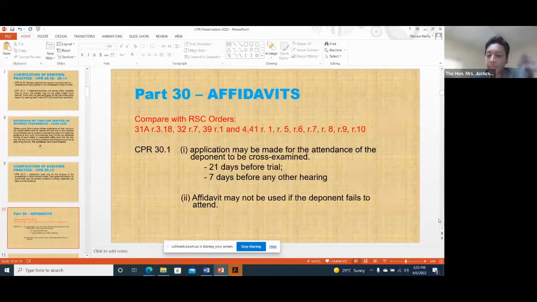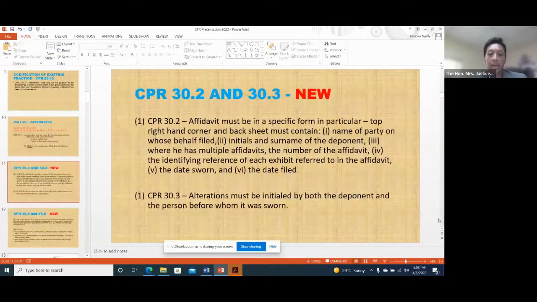again, this is very similar to what we have now: an application may be made for the attendance of the deponent to be cross-examined. We have a similar provision in the RSC. You would have to make the application 21 days before trial or 7 days before any other hearing. And the affidavit clearly would not be used if the deponent fails to attend, so you would not be able to rely on that. Some additional new provisions are contained at 30.2 and 30.3.